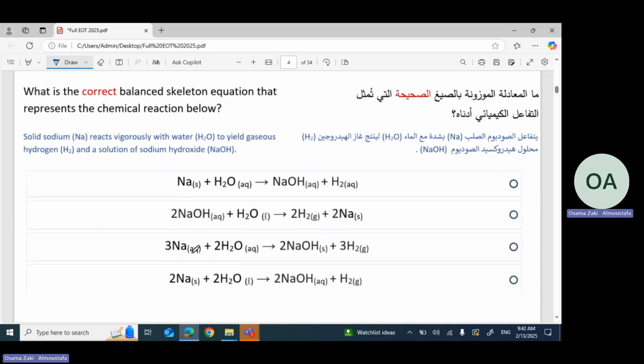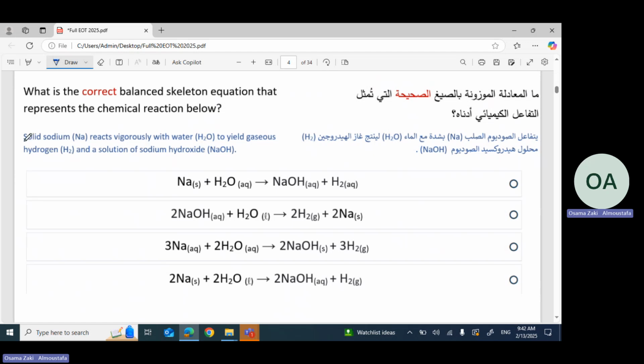The second type of questions is about balancing chemical reaction. In balancing chemical reaction, the reactants and products should be equal in terms of the number of atoms and the types of atoms. So here we can use the elimination method to cancel out the incorrect answers or options.